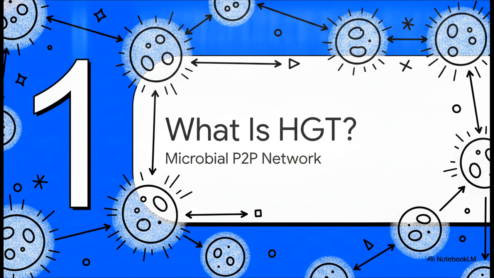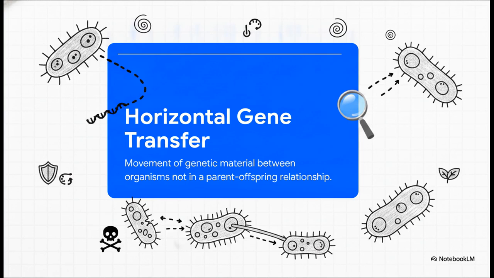What is horizontal transfer? Think of it as the microbial peer-to-peer network. We really need to stop framing bacteria as these isolated little loners. Instead, picture them as highly connected nodes in a massive network. Horizontal gene transfer, or HGT, is the formal term for this. It's the movement of genetic material between organisms that are not in a parent-offspring relationship. Unlike vertical gene transfer, passing traits from parent to child, this is happening directly between totally unrelated organisms. Actually, sometimes they aren't even the same species.